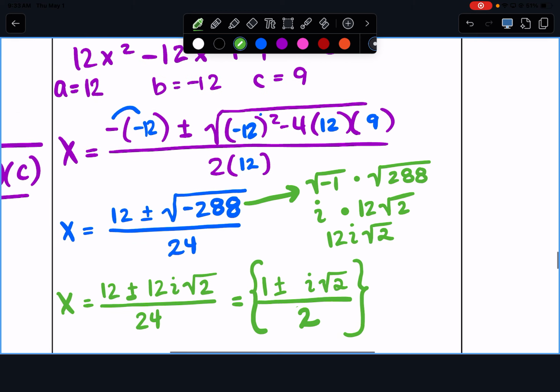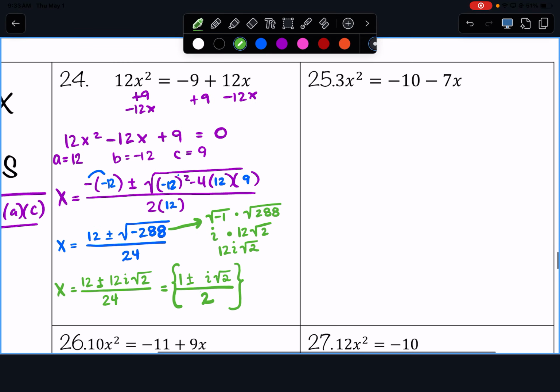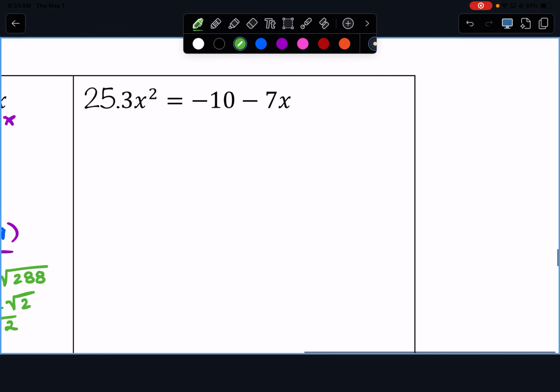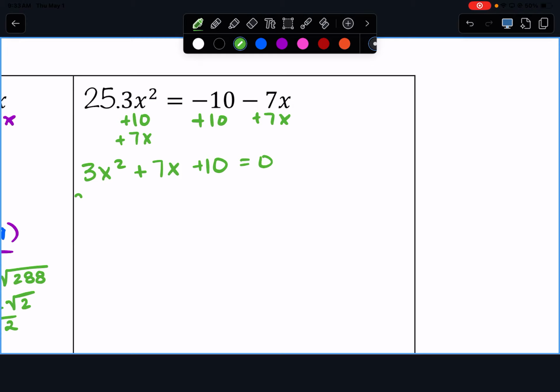All right. Okay, we're going to do one more together. Let's do 25 together, okay? Now, for 25, we got to put it in standard form. So what do I need to do? Add 10 to both sides and add 7x to both sides. So we get 3x squared plus 7x plus 10 equals 0. What is A? What is B? What is C?